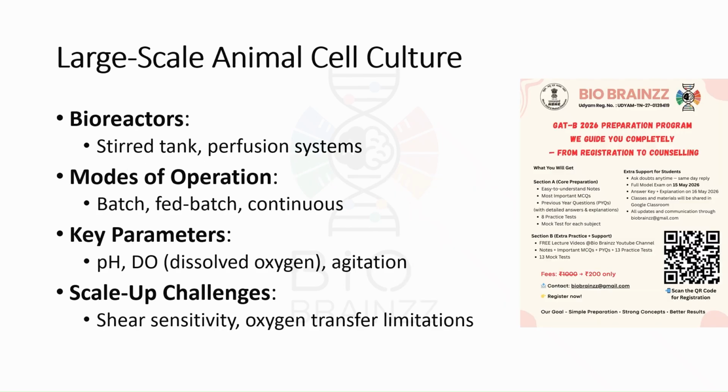Large-scale cell culture is done using bioreactors like stirred tank and perfusion systems. These systems help in growing cells in bulk for industrial purposes. Different modes like batch, fed batch, and continuous culture are used. Important parameters include pH, dissolved oxygen, and agitation. During scale-up, challenges like shear stress and oxygen transfer limitation occur. Proper control of these factors is necessary for efficient production.